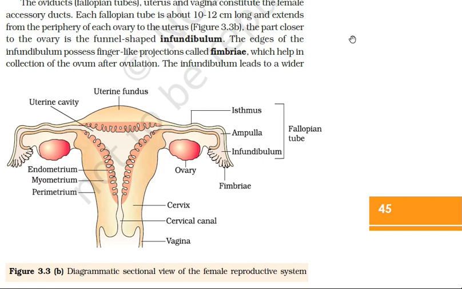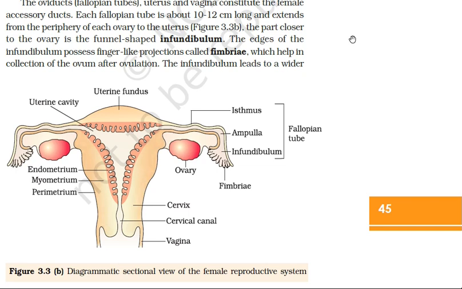Now we come to the next organ, that is the oviduct or fallopian tube. There are a pair of oviducts which are closely applied to each ovary by a funnel-shaped fimbriated opening. Each fallopian tube is about 10 to 12 centimeters long and extends from the periphery of the ovary to the uterus.